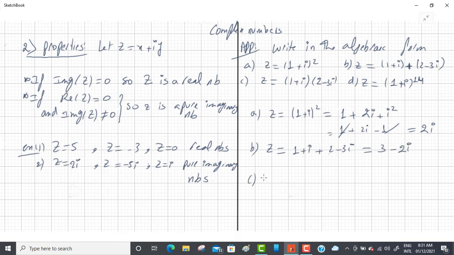Part C, z equal (1 plus i) into (2 minus 3i). And we have to expand. 1 times 2, of course we have to multiply because there is an operation times between the two factors. 1 times 2 is 2. 1 times minus 3i is minus 3i. i times 2 is 2i. i times minus 3i is minus 3i square. And then we obtain 2 minus 3i plus 2i is minus i. Minus 3i square, as you know, i square is minus 1, so minus 3 times minus 1 is plus 3. So the answer is 5 minus i.